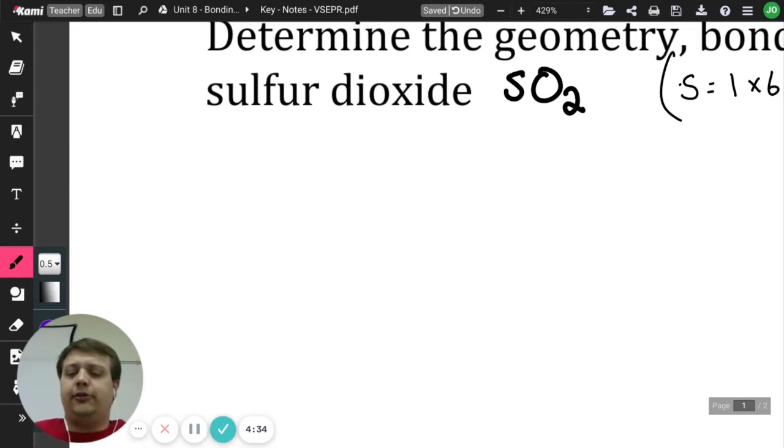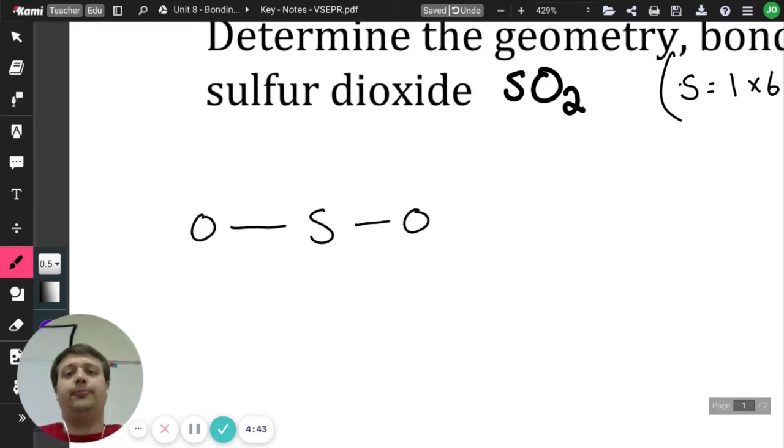So first off, pick your central atom. So sulfur is going to be my central atom. And we're going to bond our 2 oxygens. Next would be to fill our outer octet. So on this right oxygen, there are currently only 2 electrons. So we're going to add 6. And then on this left oxygen, there are 2. So we're going to also add 6.